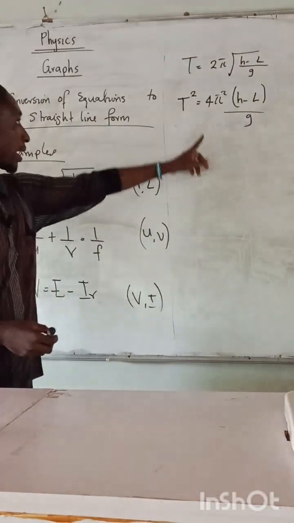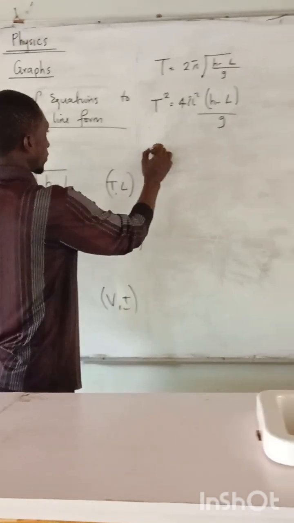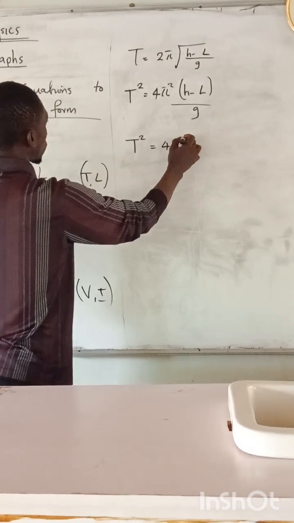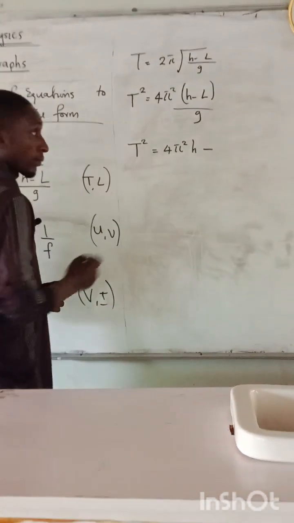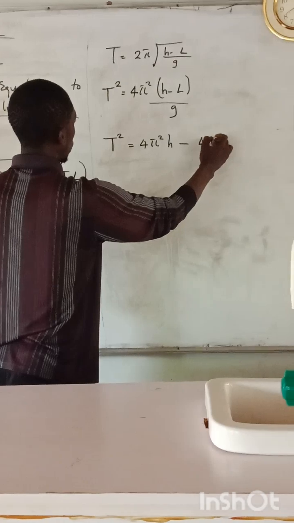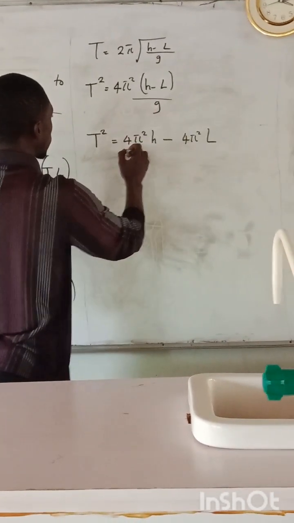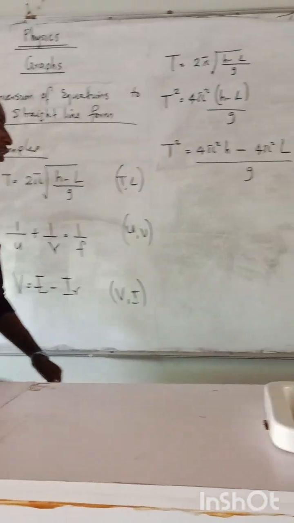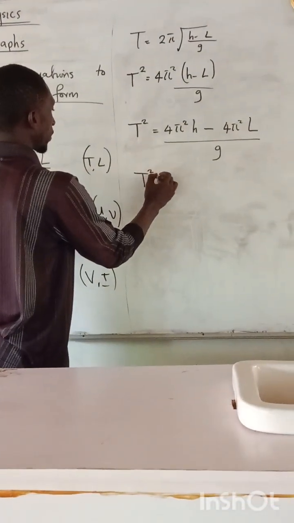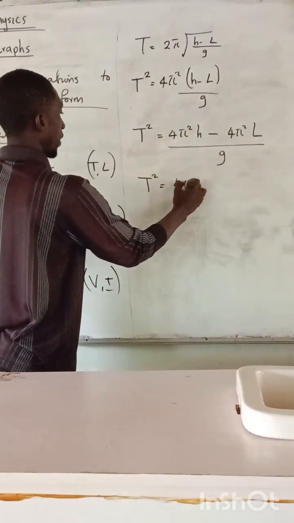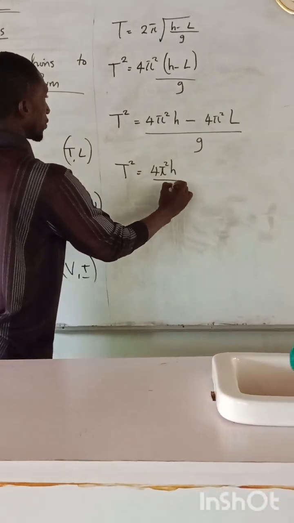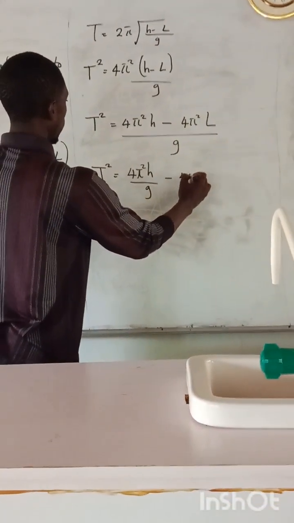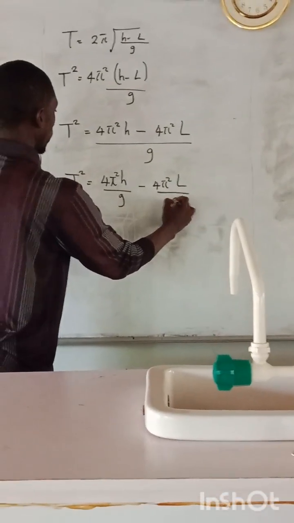Good. Now, having this, we're going to expand this bracket. So we're going to have T squared is equal to, open this bracket, 4 pi squared h minus 4 pi squared L, everything over g. All right, so in elementary fractions, we know that this is the same thing as T squared is equal to 4 pi squared h over g minus 4 pi squared L over g.